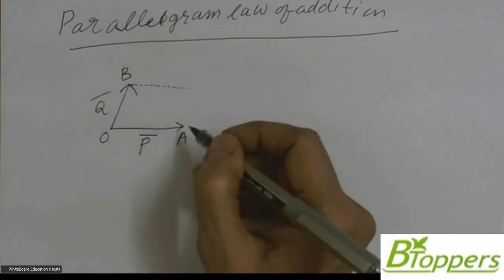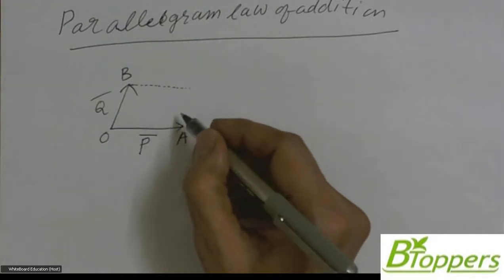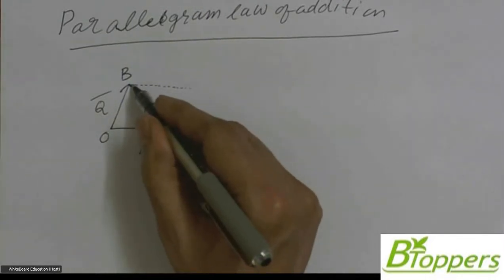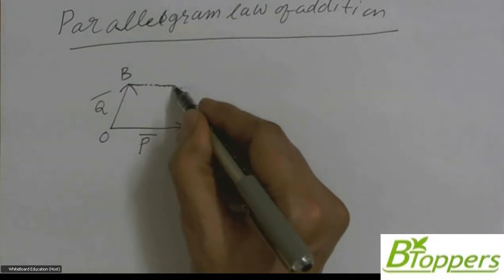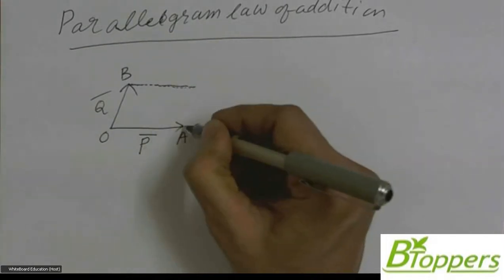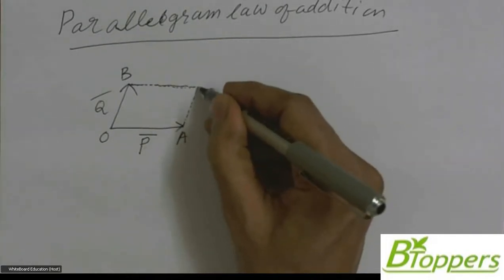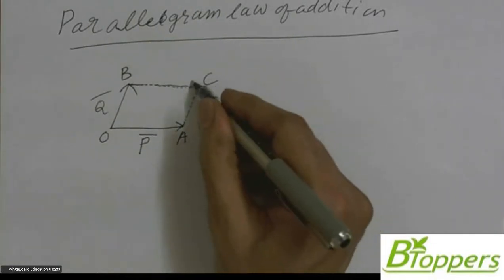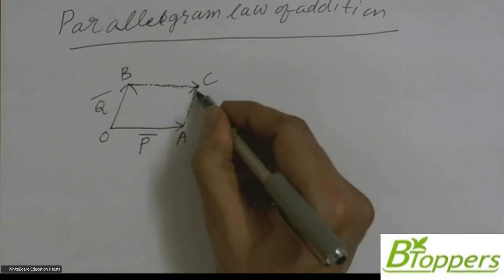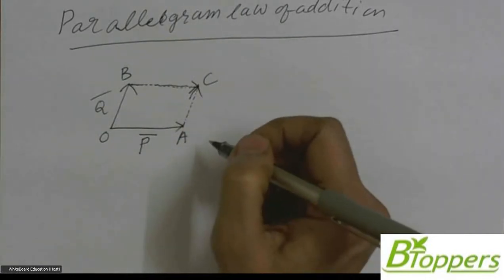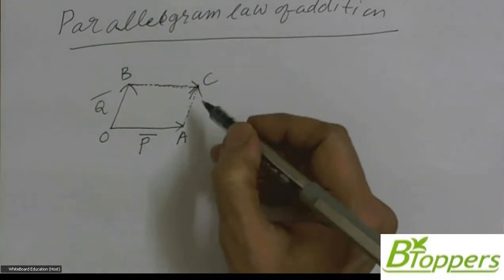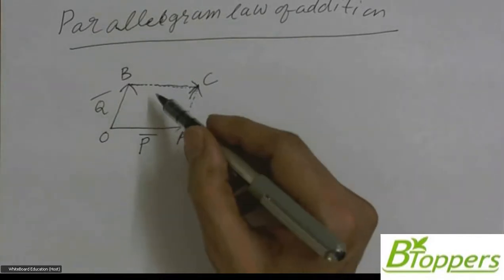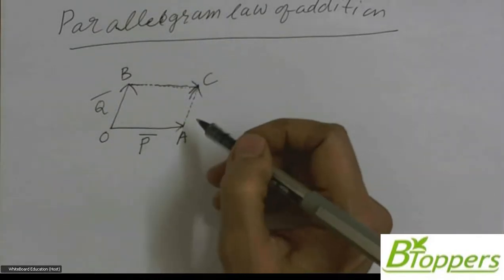We can complete the parallelogram with the two vectors as adjacent sides. For this, we can draw a line parallel to OA through the point B, then draw a line parallel to OB through the point A. So OACB is the parallelogram. In a parallelogram, opposite sides are parallel, and opposite sides have the same length.